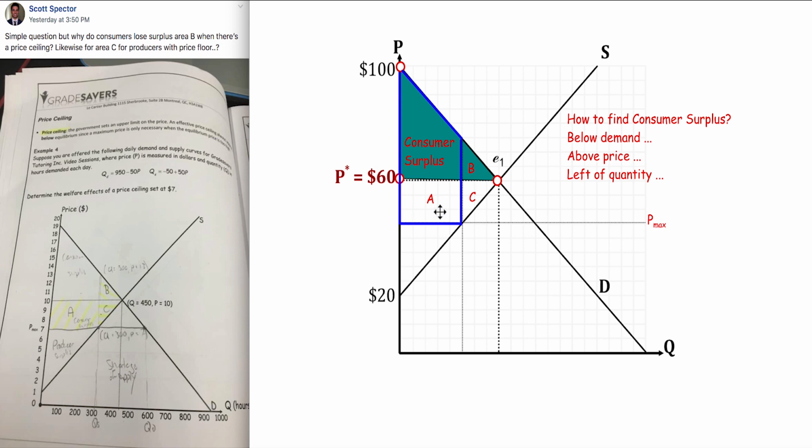Try to realize that area A was not part of the green triangle, but it is part of the blue trapezoid. So that should lead you to believe that buyers have gained area A. Area B was part of the triangle, but notice how it's not part of the trapezoid. So what that means is that buyers are losing area B. So they've gained A, but they have lost B. I hope that explanation helps, and if it does, let's move on now and talk about how that would apply for producers in the case of a price floor.